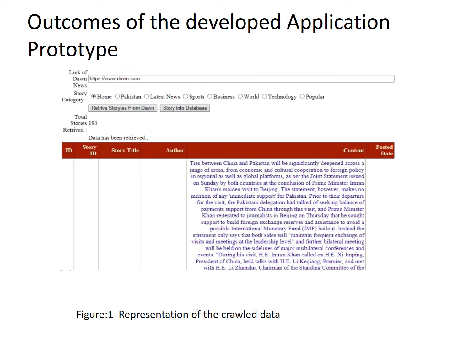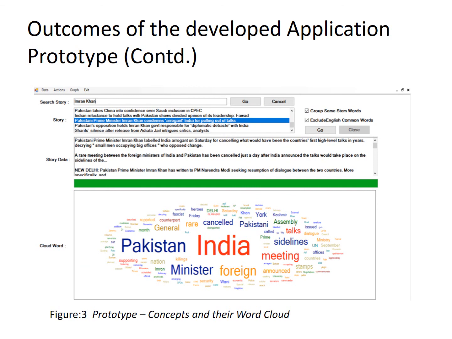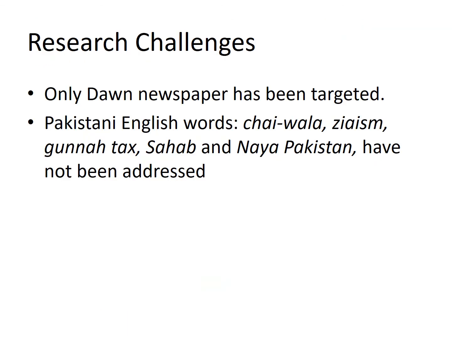This is the outcome of the developed application showing the story ID, story title, author, the content, and the date in which the article has been published. Here it shows the concepts and the occurrence. And this is the word cloud. The word cloud is displayed for the concepts and represents the trends of the concepts available in the news.